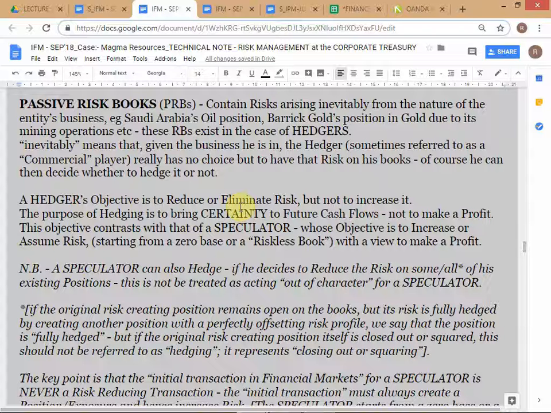Okay. Now we have a second category, which is the passive risk book. I've actually started defining passive risk books in the notes first, but anyway, in our discussion.